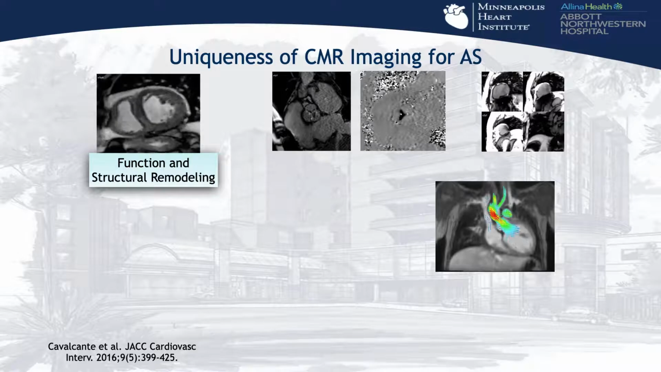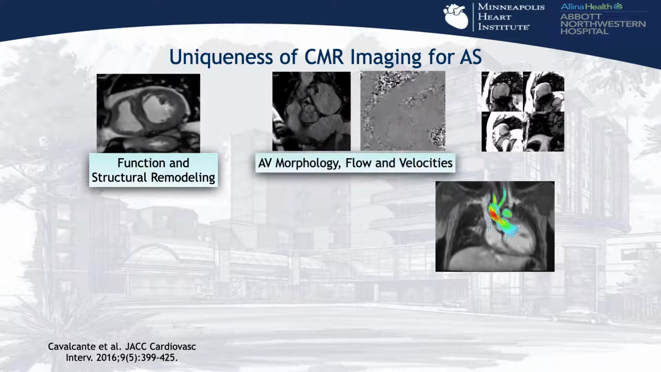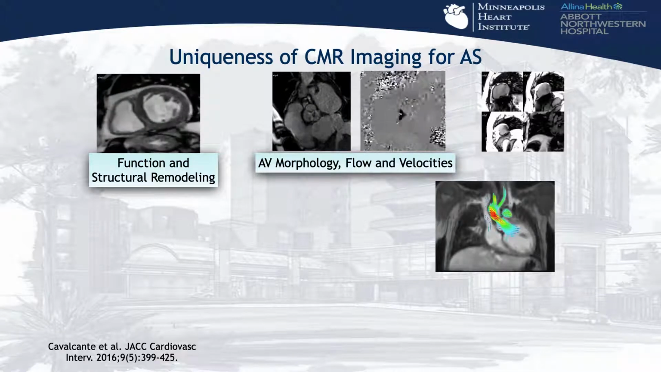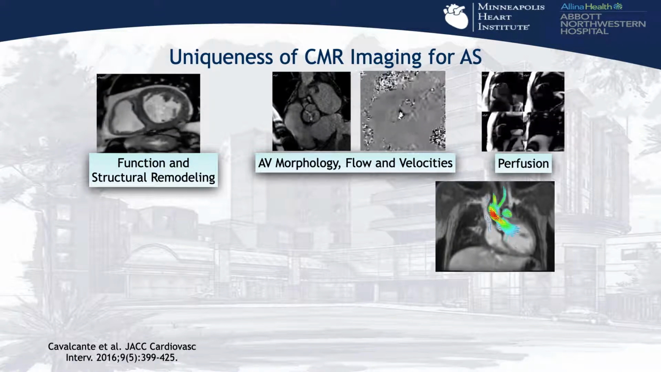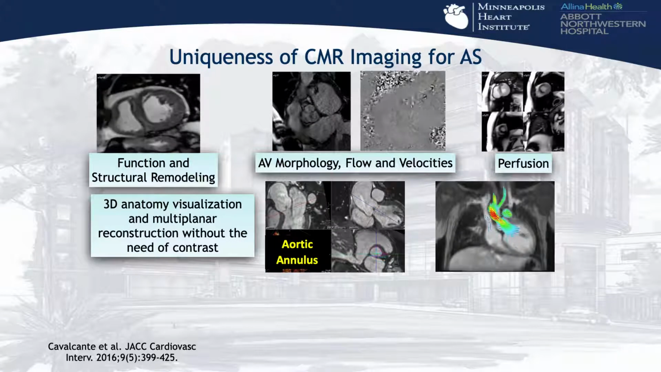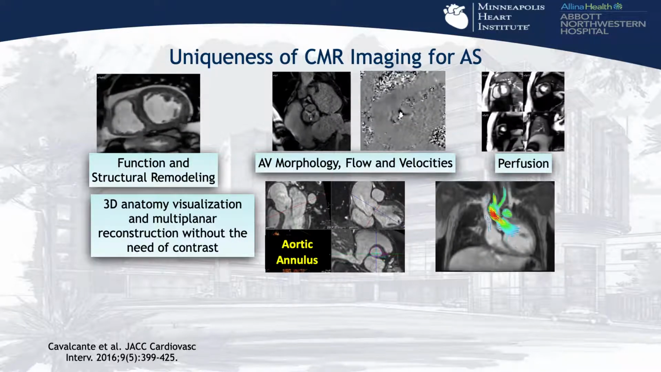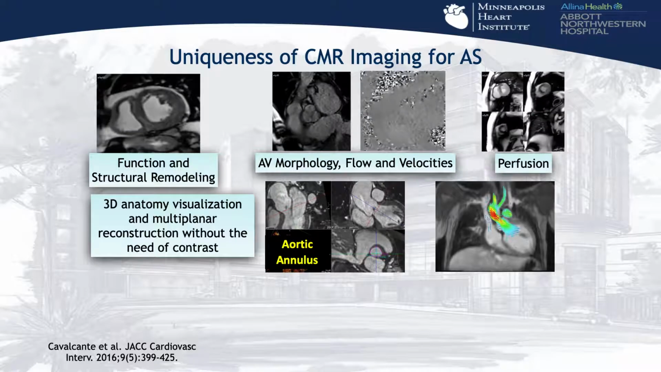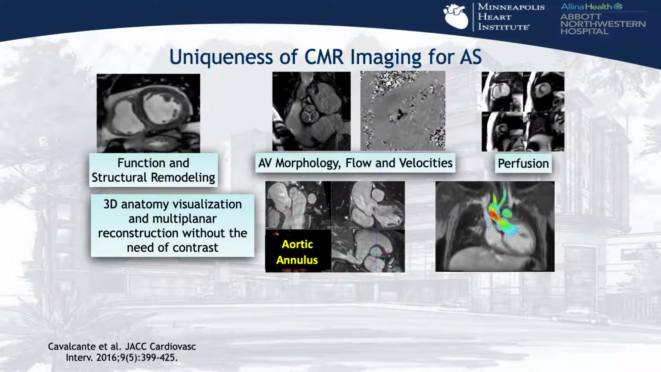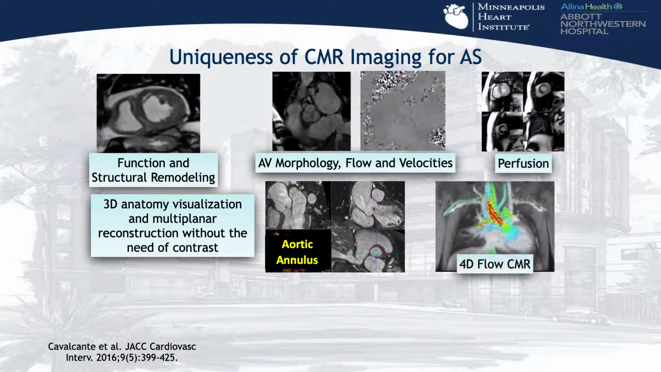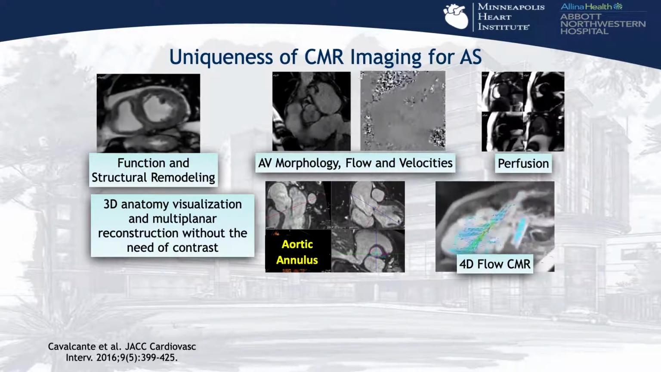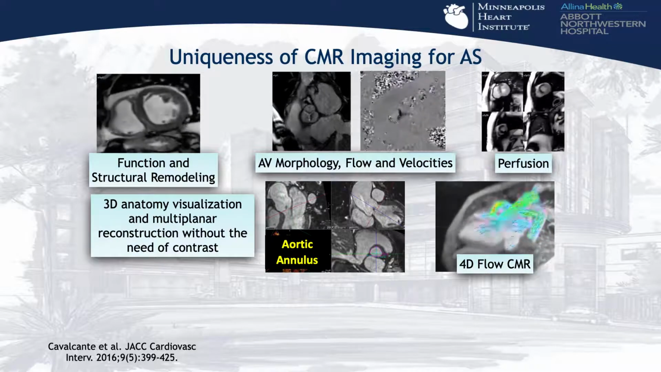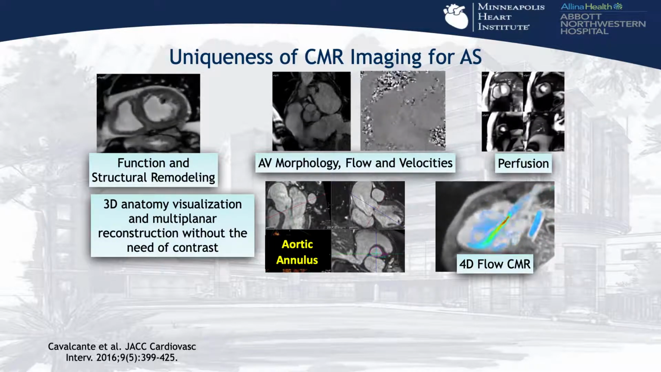The uniqueness of cardiac MRI is such that it provides evaluation of function and remodeling, it provides evaluation of the aortic valve flow and morphology, it provides also evaluation of myocardial perfusion and coronary artery disease, which is common in these patients, and evaluation of 3D anatomy without the need of gadolinium, particularly important for patients with chronic kidney disease. 4D flow is some exciting new development that might provide us the capability to be almost like CT with unrestricted planes, although the spatial resolution is not as good.